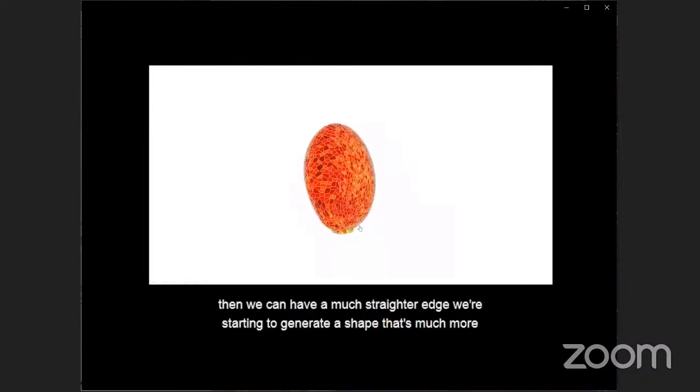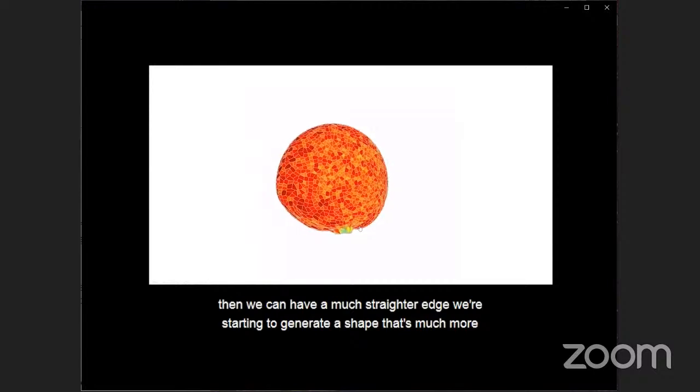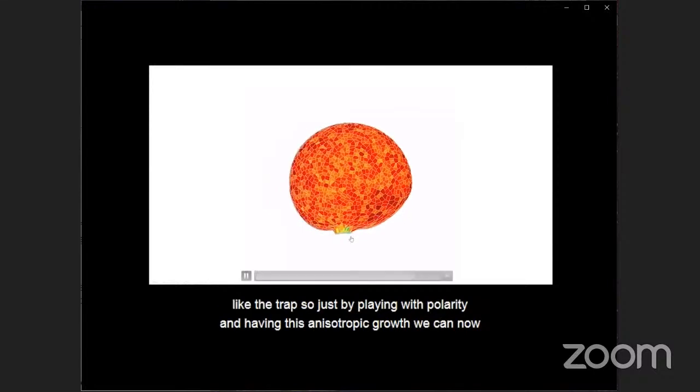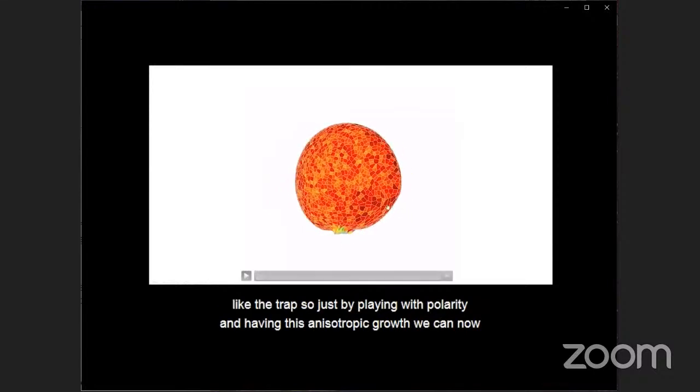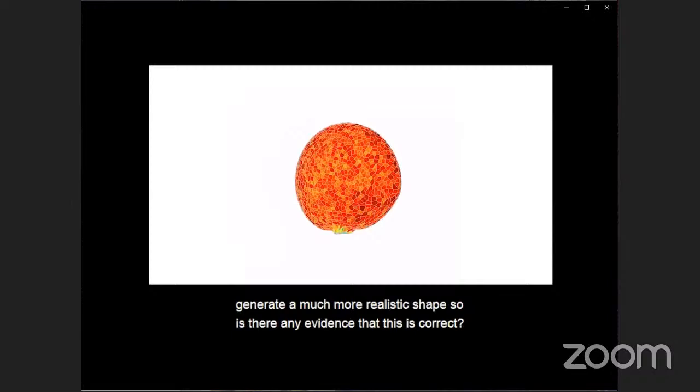Okay, if we do that, then we can have a much straighter edge. We're starting to generate a shape that's much more like the trap. So just by playing with polarity and having this anisotropic growth, we can now generate a much more realistic shape.